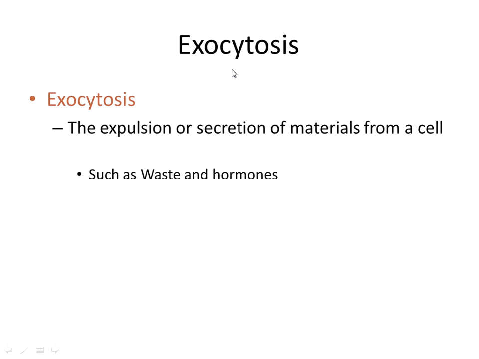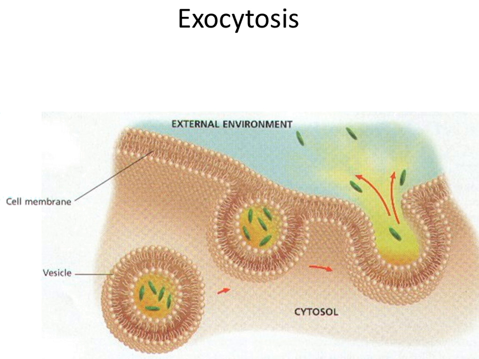Exocytosis is the exact opposite. It is the expulsion or secretion of material from the cell, such as waste or hormones. It's the exact opposite. So we have something we need to get rid of. The vesicle comes up, fuses with the cell membrane, and then releases the substance.